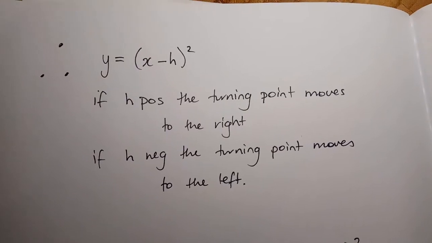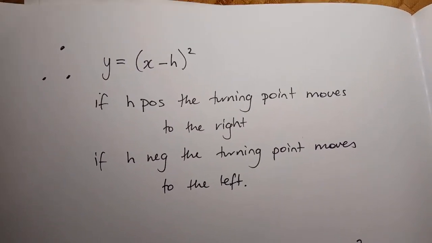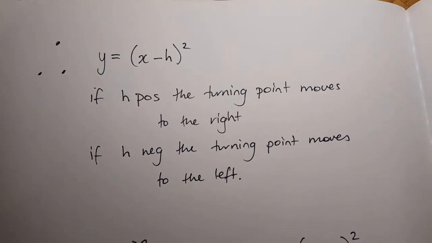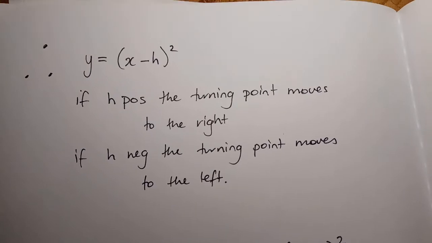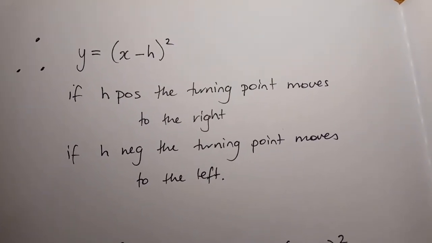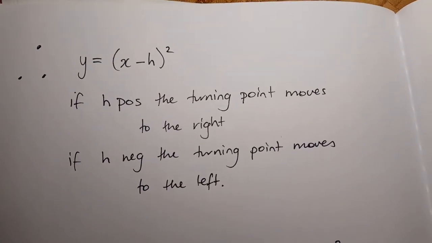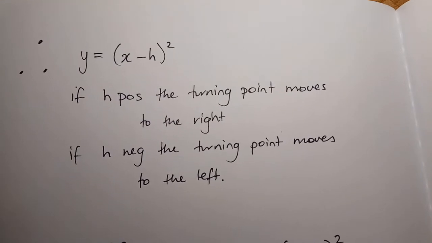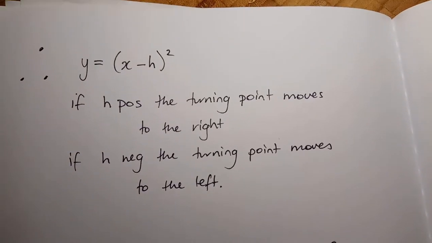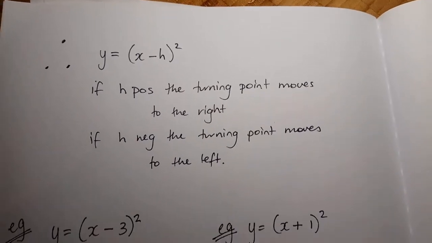Therefore, in summary, if we have a horizontal dilation factor of h where x minus h all squared is equal to y, if the h value is positive, so we have x minus positive h, the turning point moves to the right. And if h is negative, that means we have x minus negative h or x plus h, the turning point moves to the left.